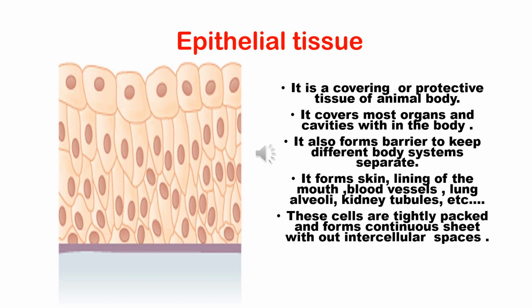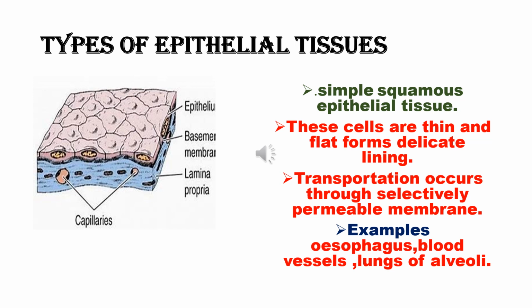And these cells are tightly packed and form a continuous sheet, as we see in this diagram, without any intercellular spaces. Based on the structure and arrangement of these cells and their functions, the epithelial tissue is of four types, that is squamous epithelial tissue, stratified squamous epithelial tissue, columnar epithelial tissue and cuboidal epithelial tissue.